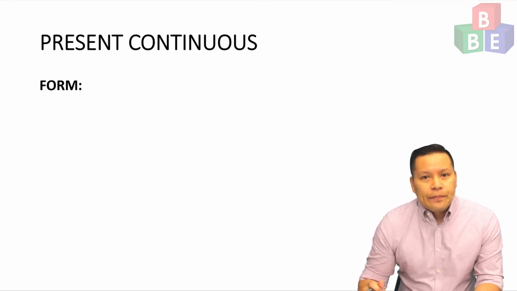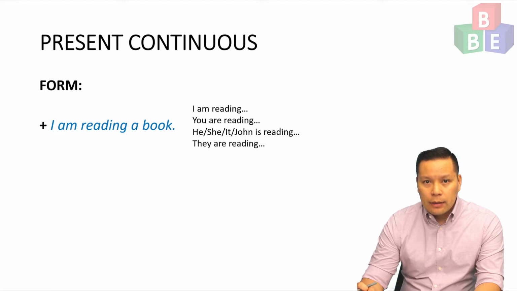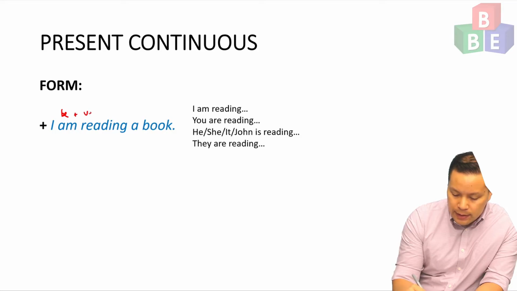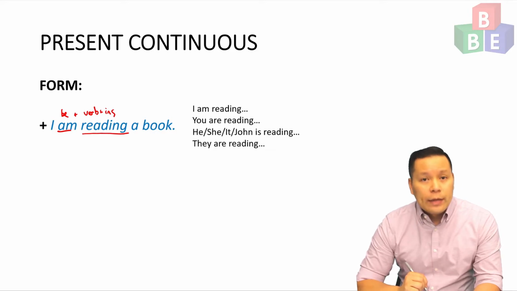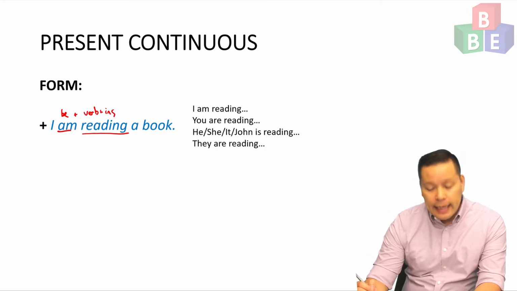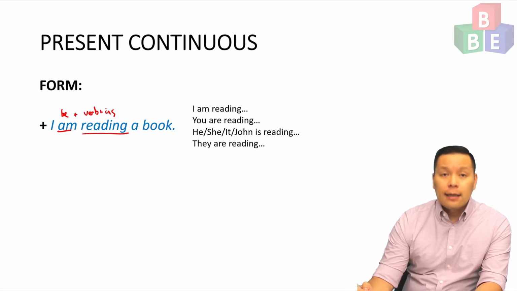Present continuous. The form. I am reading a book. Remember, the form is the be verb plus verb plus ing. So you have am reading. With the other pronouns, I am reading, you are reading, he, she, it, John is reading, they are reading.